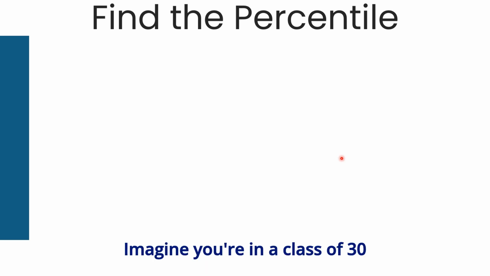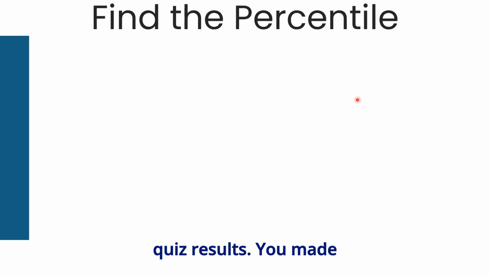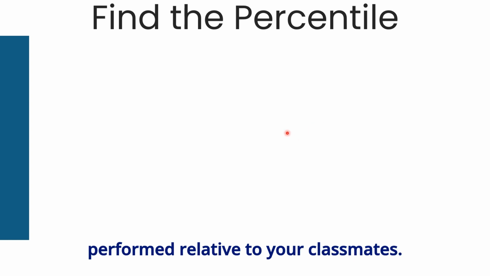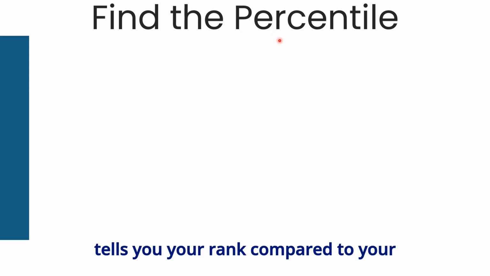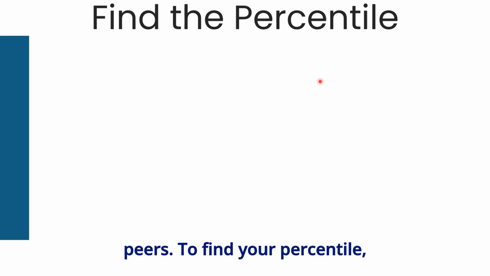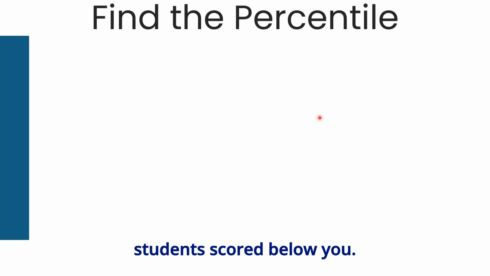Imagine you're in a class of 30 students and your teacher returns math quiz results. You made 75 and are curious how well you performed relative to your classmates. This is where percentile comes in. It tells you your rank compared to your peers. To find your percentile, you need to ask your teacher how many students scored below you.